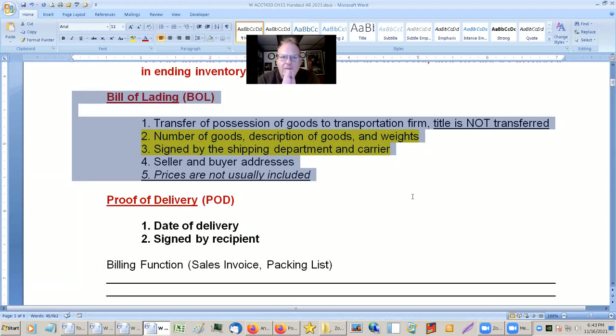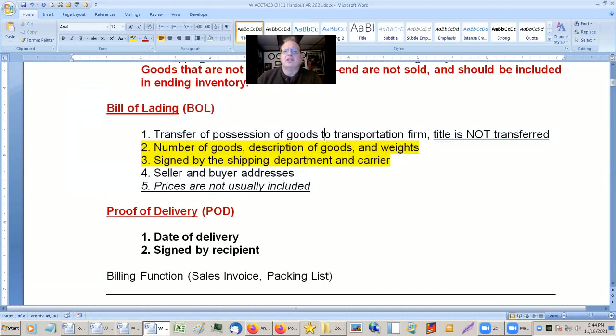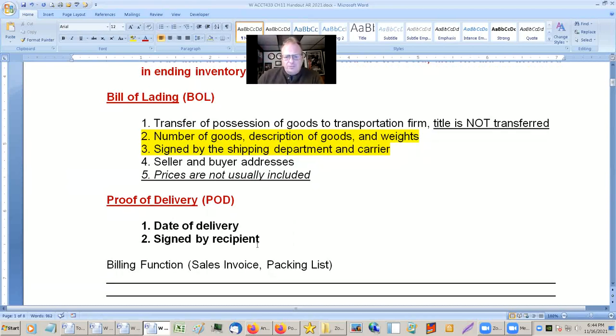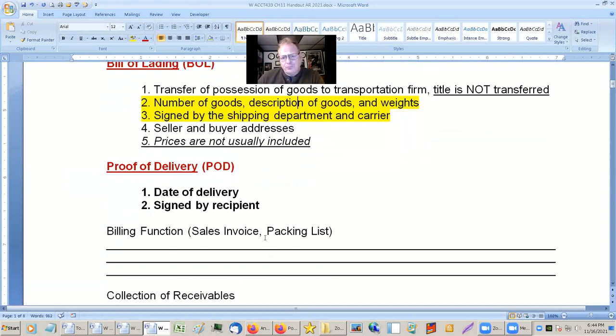So if you're wondering why the bill of lading tends to be the one that we look at more closely, it's because the bill of lading shows that the client actually did ship something. That they shipped out what they were supposed to ship out, and you can compare it to the packing list, the invoice, and all that kind of stuff. It won't have the prices, but it'll have the description of the goods, how many there were, and all that kind of stuff. You can match it up. Any questions on that? Okay.